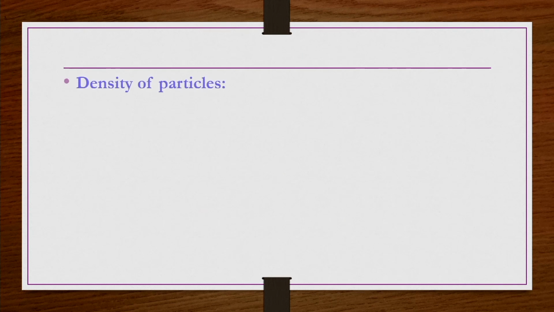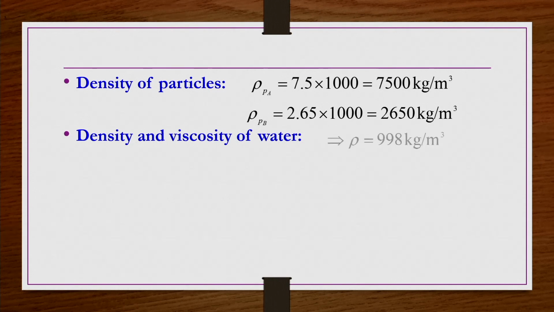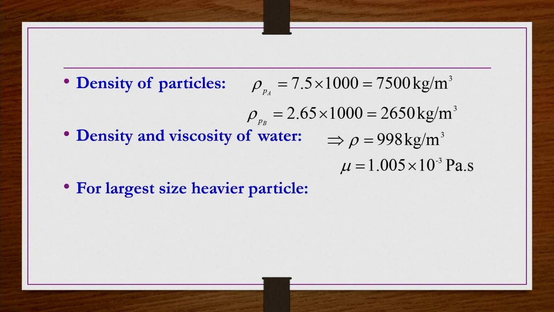Okay. Since the specific gravities are given, if you multiply by the water density, you will get the density of the particle. So rho Pa is equal to 7500 kg per meter cube, rho Pb is equal to 2650 kg per meter cube, and the density and viscosity of water: rho is 998 kg per meter cube, mu is equal to 1.005 × 10^-3 Pascal second.